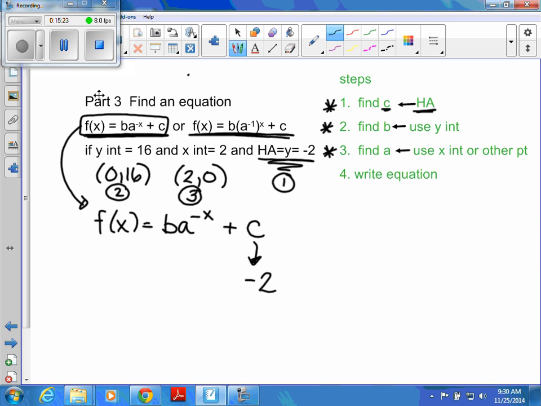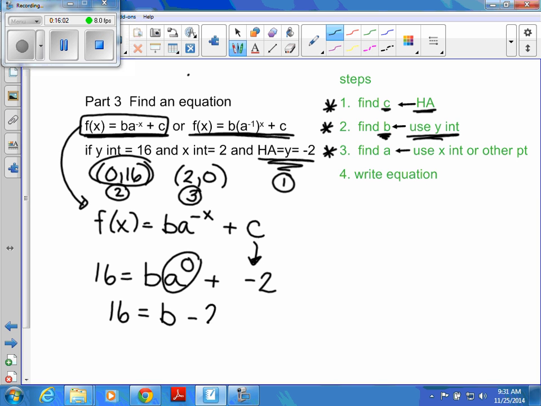Replace it. After I find the C, my next step is to find the B. How do you find the B? You use the y-intercept that they give you. Isn't this the y-intercept right here, (0, 16)? So, in place of f(x), which stands for y, I'm going to put 16. I'm trying to find the B. I don't know my A still, but in place of x, I can use 0, plus the -2. Anything raised to the 0 power in math is 1. So I got rid of my A, so now I have 16 equals B minus 2. So what is B going to equal? 18.